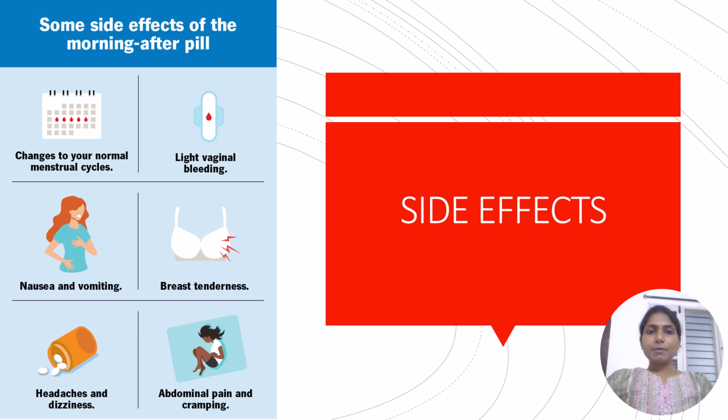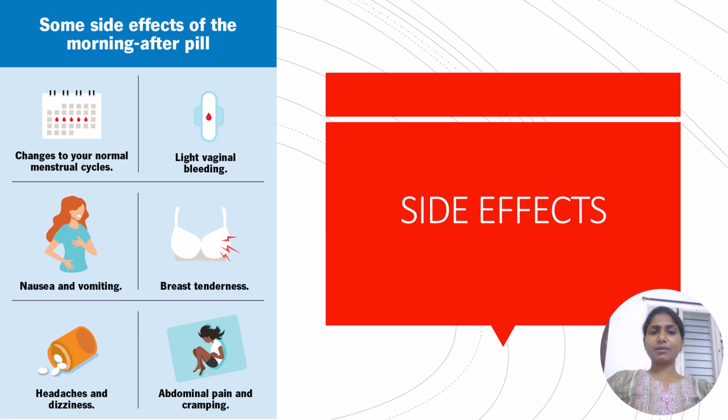After speaking so much about emergency contraception, we have to understand what the side effects are. Some of the most important or common side effects after a morning after pill, also called postcoital contraception, are changes in the normal menstrual cycle. It can be either delayed or heavy, or it can be early. So some changes can occur.